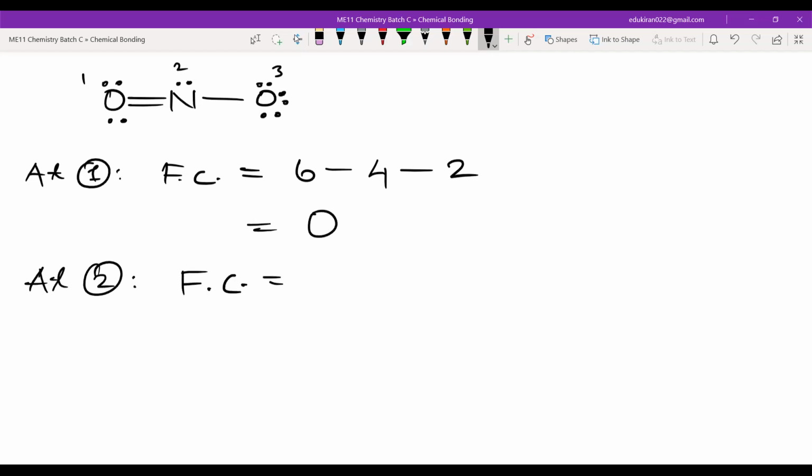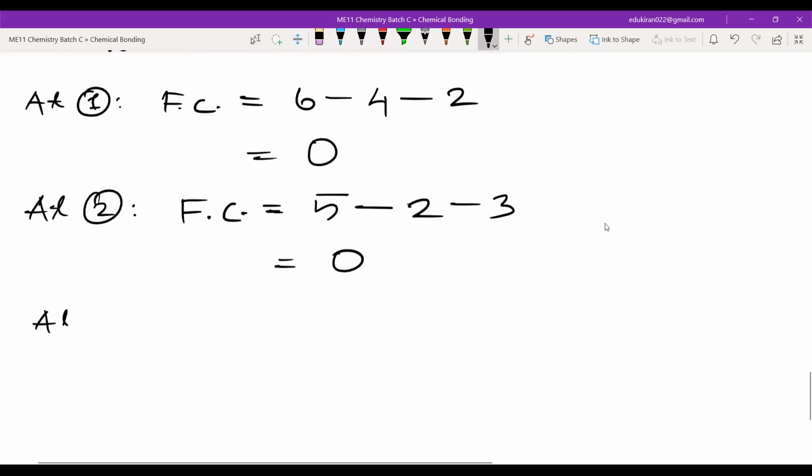Formal charge is equal to how much? Total valence electrons. Valence electron for nitrogen is 5. Sidra said 6, that is why. Okay, 5. And how many lone pair electrons, non-bonded electrons? 2. Very good. Minus, and how many bonds? 3 bonds. So this will be equal to 0. Okay, now at 3.